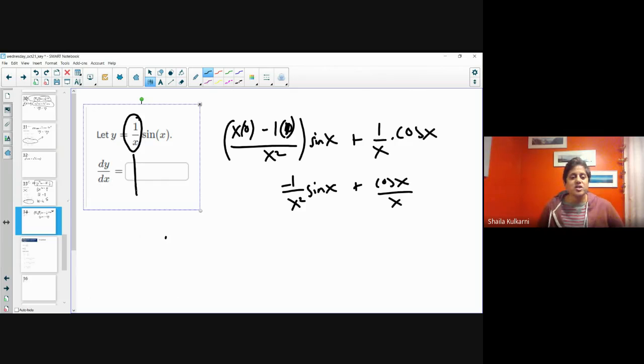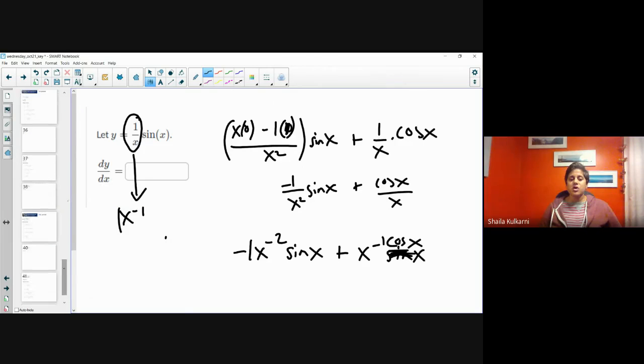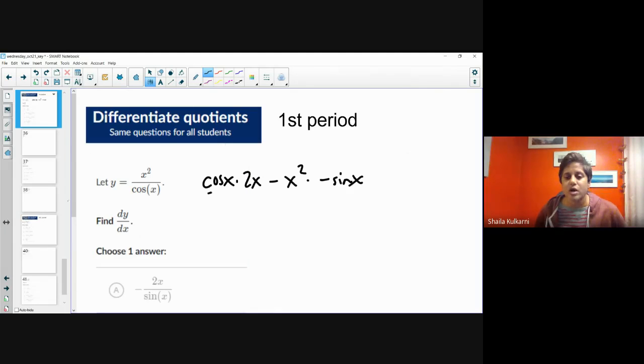Also, if you wanted to, you could have rewritten this as 1 times x to the negative 1, and then when you did the product rule, you would have gotten negative 1 times x to the negative 2, keep the second function the same, plus keep the first function the same, take the derivative of the second function, and we get our answers. So that is the product rule. Now we get to do our quotient rule. Low d high minus high d low all over low squared. Let's do it.